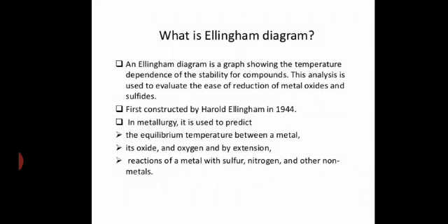So an Ellingham diagram, which you can see on the screen now, is a graph showing the temperature dependence of the stability of compounds. This analysis is used to evaluate the ease of reduction of metal oxides and sulfides. Generally the ores are basically oxides and sulfides. It was constructed by Harold Ellingham in 1944. In metallurgy, it is used to predict the equilibrium temperature between a metal, its oxide and oxygen, and by extension the reaction of a metal with sulfur, nitrogen and other non-metals.